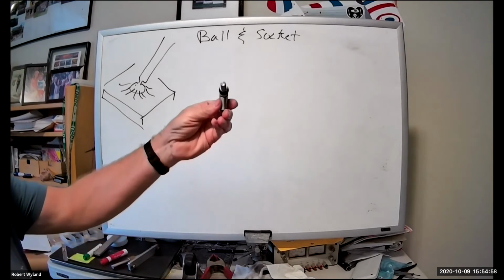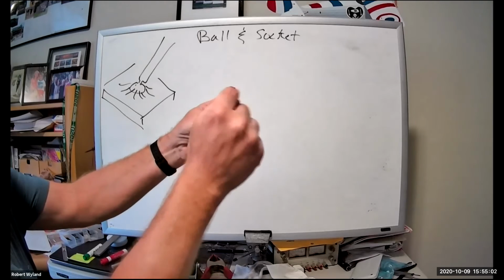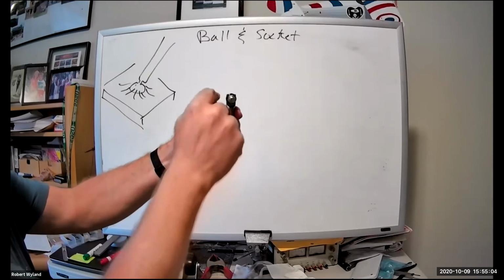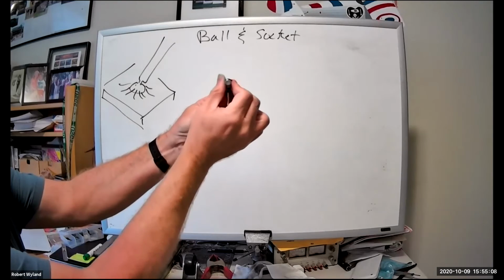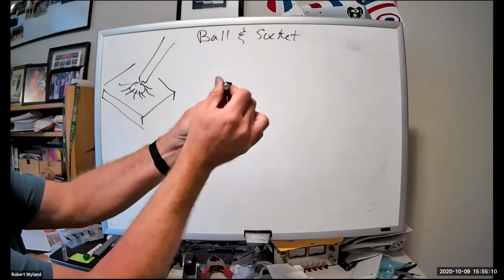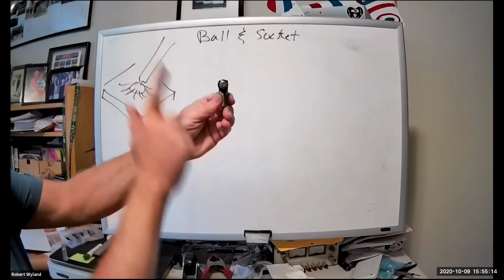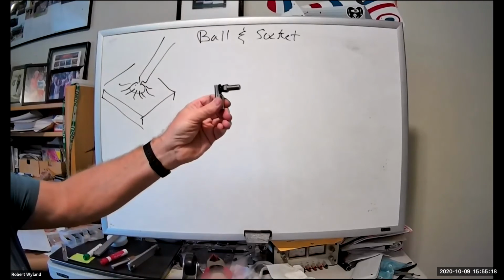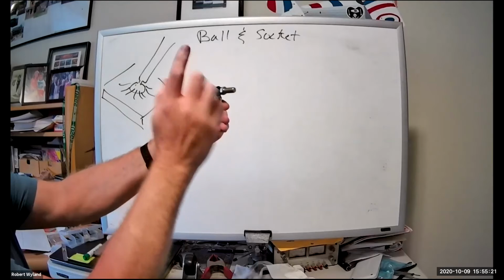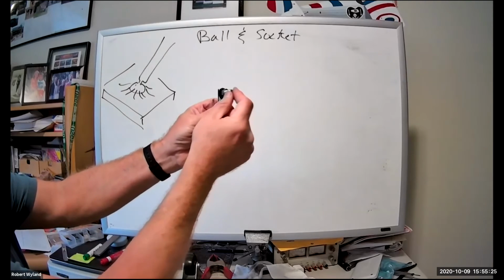So in a ball and socket arrangement, let's call this X, doesn't really matter. We can see that we can rotate this quite freely. We call that X. What about Y? If this is X and then this is Y, can we rotate about Y? So rotating about Y would be this way, back and forth.